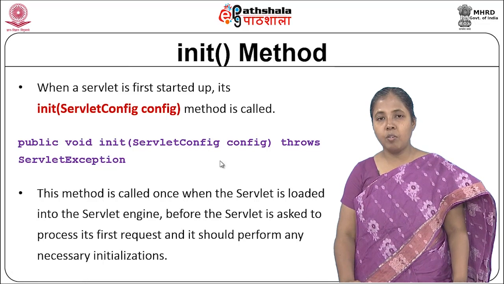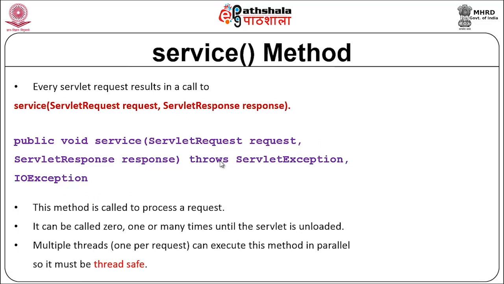To the init method, we have the ServletConfig object by which the servlet gets configured, and once it is loaded, the servlet is available in the web server that is running as a process, and every servlet request would result in a call to the service method. This service method takes two parameters, ServletRequest and ServletResponse. It throws ServletException and IOException. This is for processing a servlet request and it can be called any number of times, 0 or more. Multiple requests can be handled by this service method. Multiple threads can execute this method in parallel, so it must be thread safe.